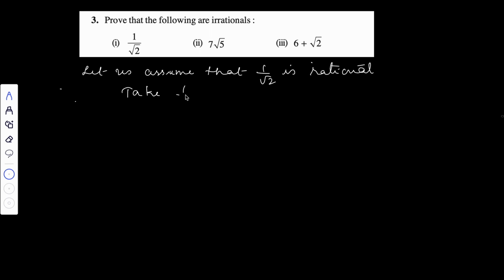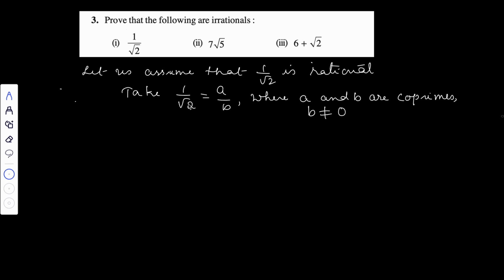We are going to the third sum. Prove that the following are irrationals. First one is given here, 1 by root 2. Here we are going for the contradiction proof. Let us assume that 1 by root 2 is rational. Since it is rational, we can write as a by b form, where a and b are co-primes and b is not equal to 0.